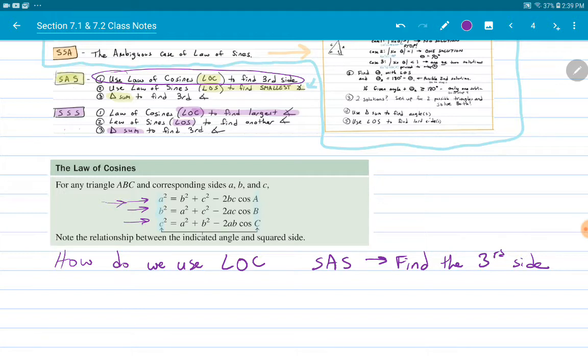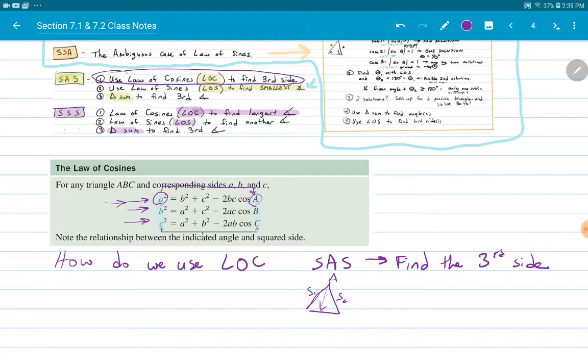You'll notice that this works with SAS, because if I have side 1, angle, side 2, the unknown side is across from the angle. The side I'm solving for, that's in front, is across from the angle that I need, and that's the angle that I have. So that's why it works for side, angle, side.